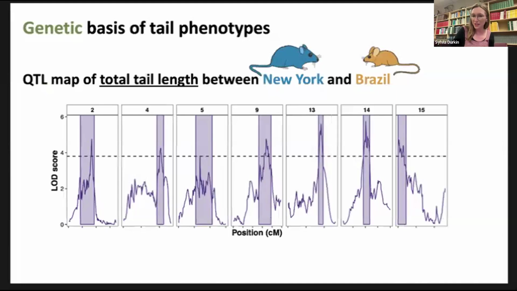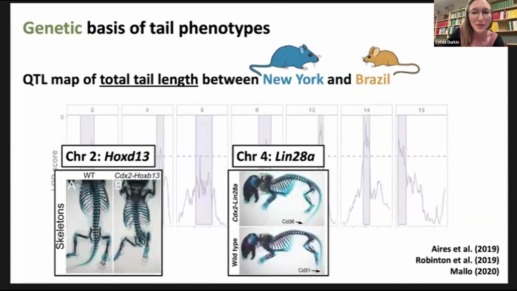And while the confidence intervals for these peaks are a little wide, there are some exciting candidates here that I'd like to share. So under the peak on chromosome 2, there's HOXD13, which has been implicated in tail length differences in many studies. And we know that the overexpression of HOX13 paralogs leads to decreased caudal vertebrae number. And secondly, under the peak on chromosome 4, there's LIN28A, which is another gene involved in tail development.